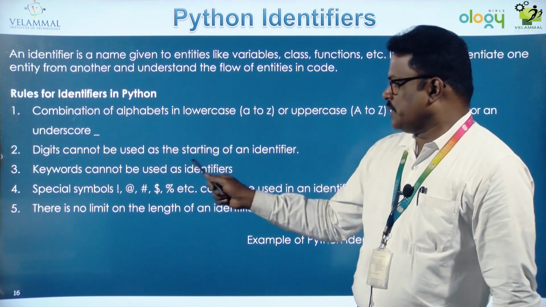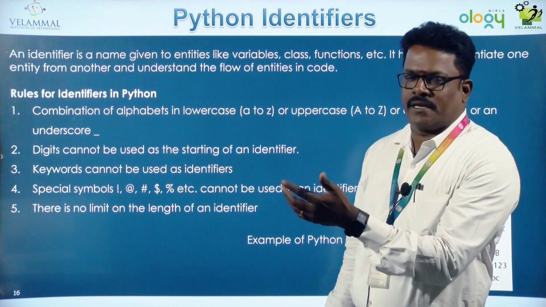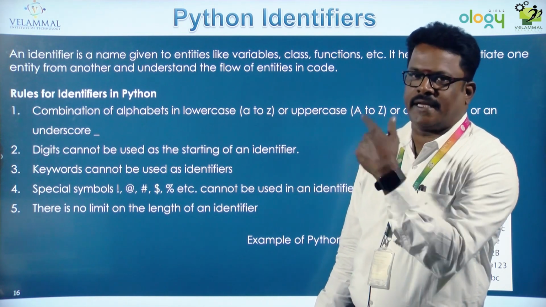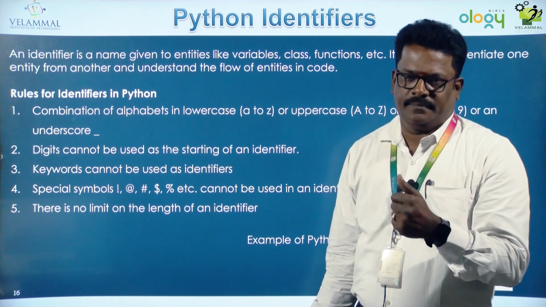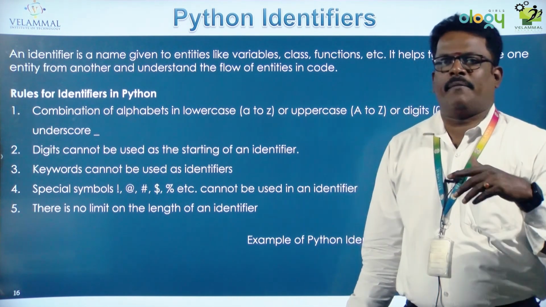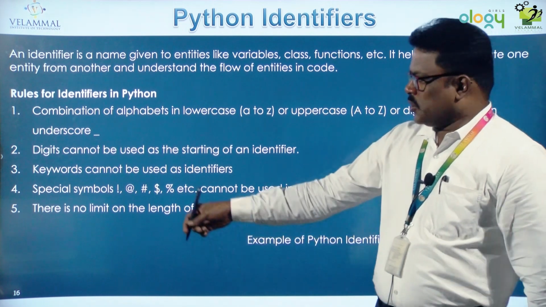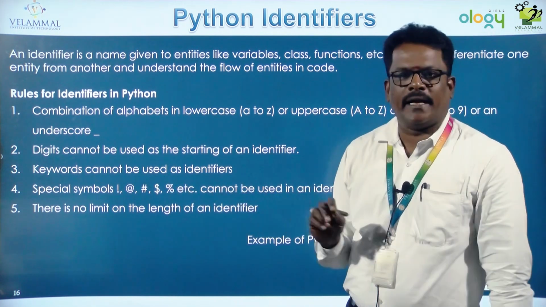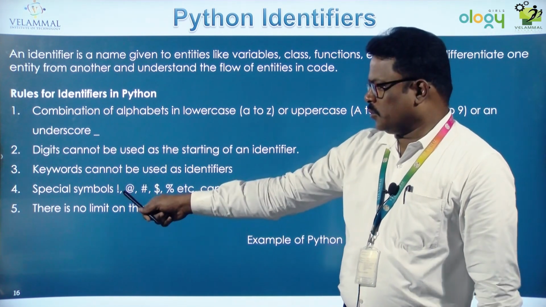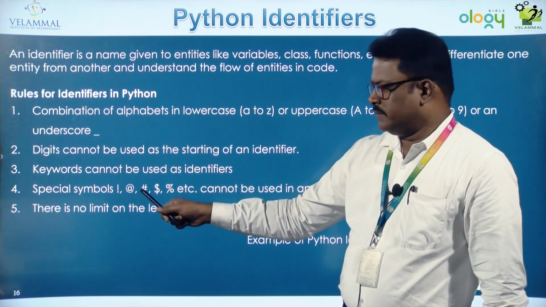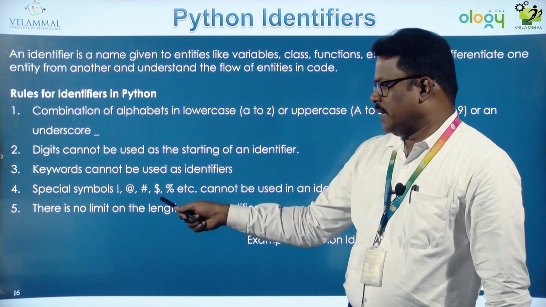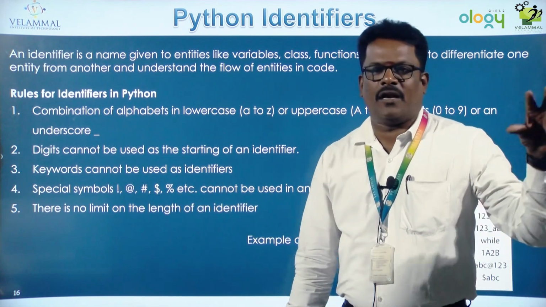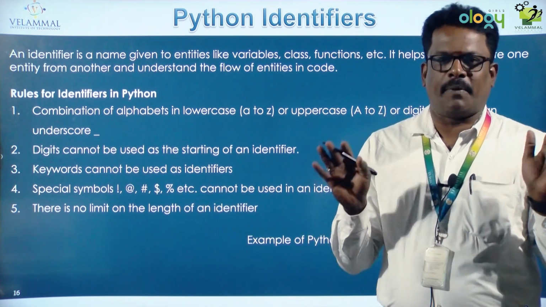Keywords cannot be used as identifiers. Already we have seen some keywords. The same keywords cannot be used. You cannot give a variable name as and. You cannot give a variable name as import. So keywords cannot be used as identifiers. Fourth one, special symbols. Exclamation mark, at the rate of, hash, dollar, percentage, like we have a lot of special symbols. They are not permitted.